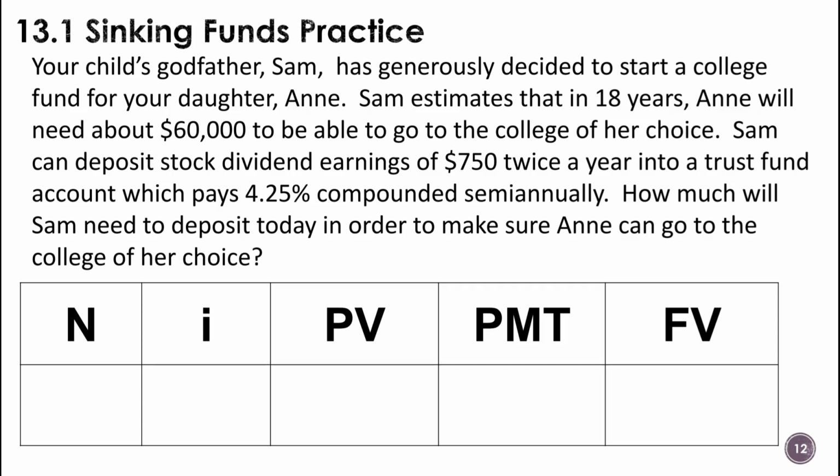So 18 years later, compounded semi-annually, so 18 times 2, right? Because semi-annually is twice per year. We want to make sure that we remember that part. And then our interest rate is 4.25%, and we will divide that by 2 because it is semi-annual compounding.